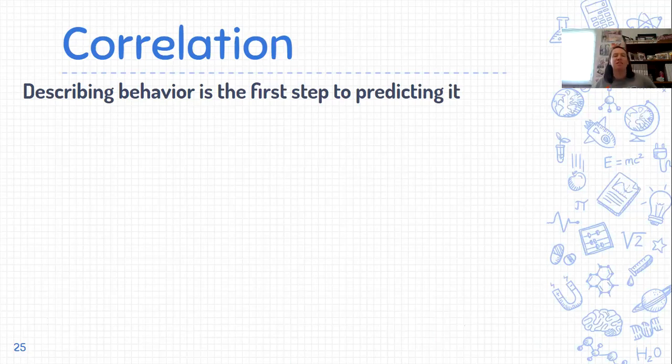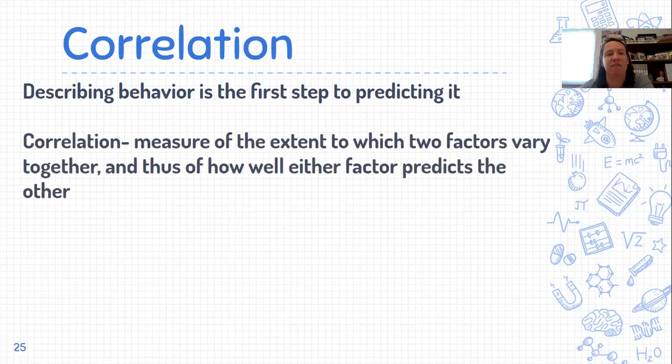So what a correlation does is it describes behavior and attempts to predict it, and it shows a relationship, but it can't show cause and effect like you think. So here's the definition of a correlation to write down. It's the measure of the extent to which two factors vary together, and thus how well either factor predicts the other.